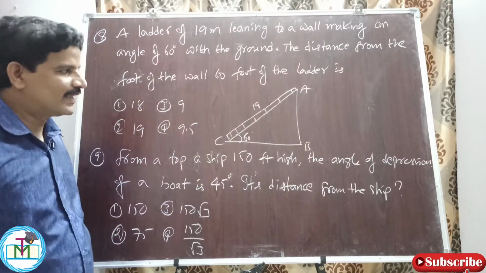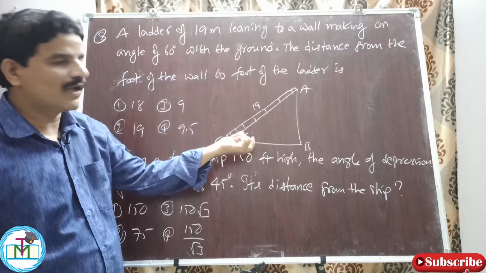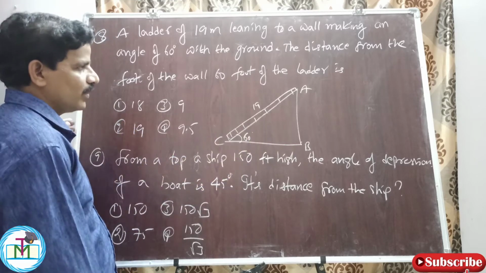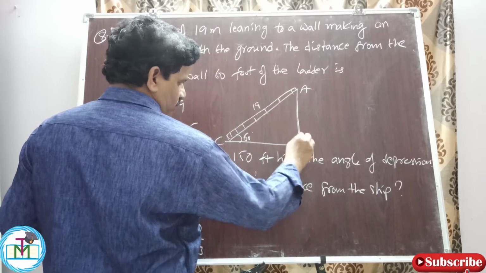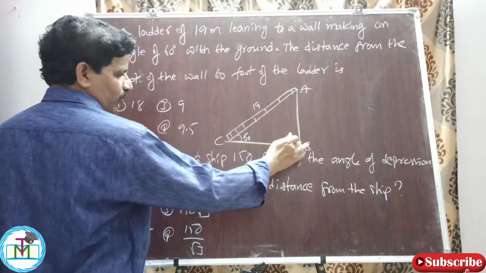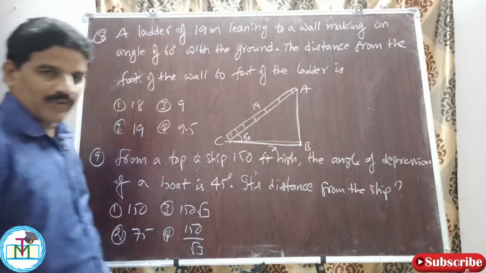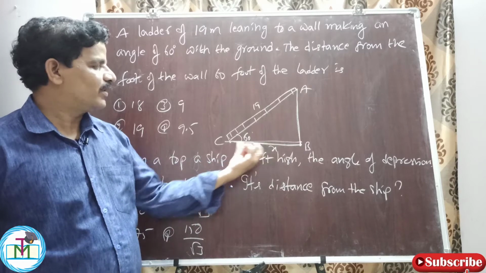So here what is given? Only one value, which is what? The length of the ladder, and the angle of elevation is given. It is asked to find the distance between the two foots, means the wall foot B and the ladder foot C. The distance I want is x. So from the given data we have to find the unknown value, the distance.